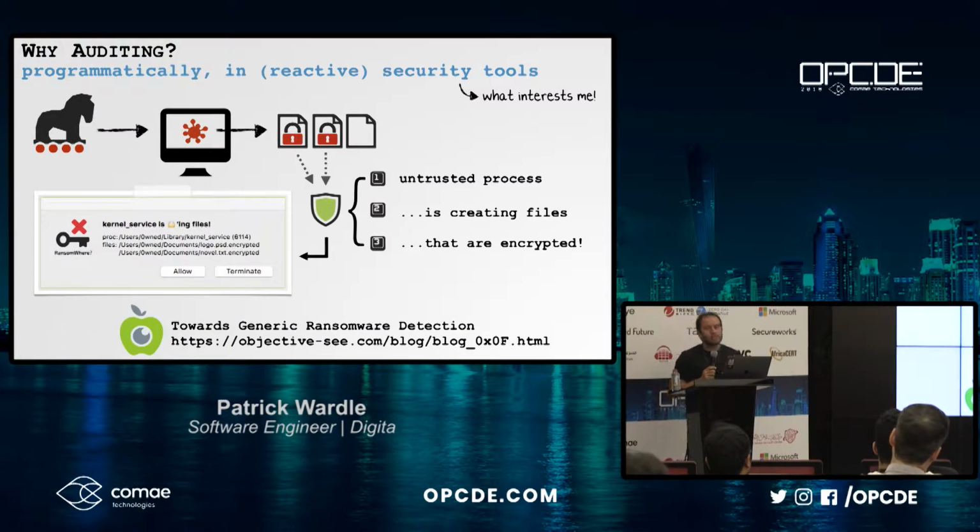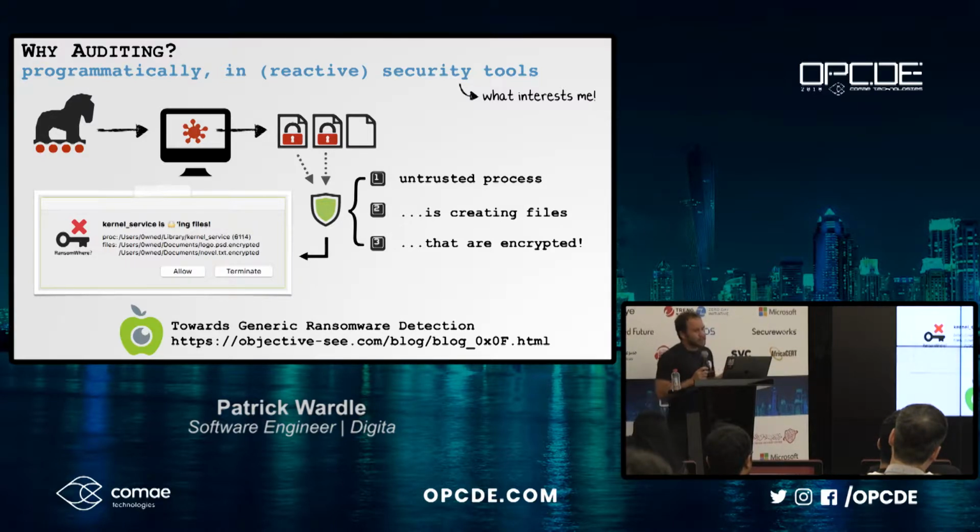Now, more interesting to me, though, is using the audit subsystem to create security tools. So for example, and we'll talk about some other tools later, I wrote a simple utility that's able to generically detect ransomware on macOS. All the tool does is look for the rapid creation of encrypted files by untrusted processes. This is basically something that ransomware does.